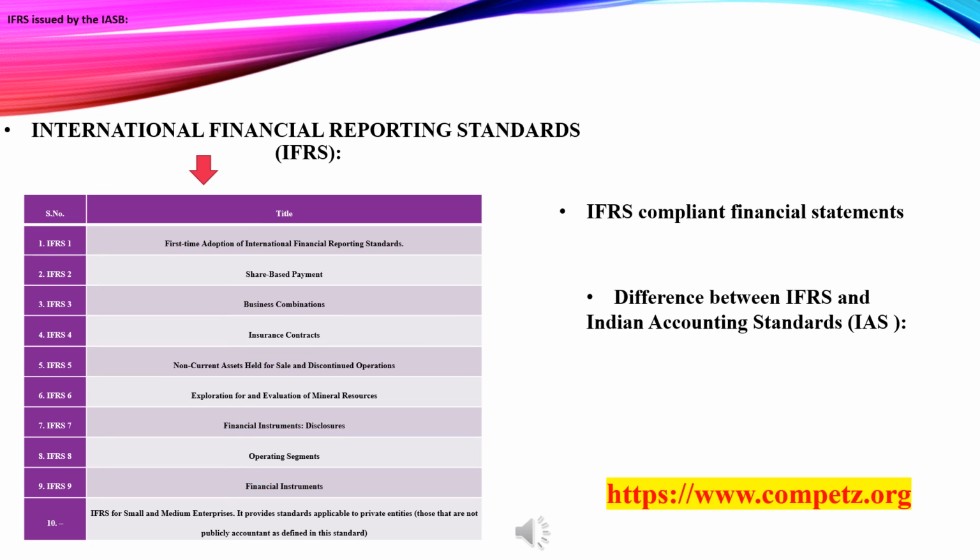IFRS 4 is for Insurance Contracts. IFRS 5 is for Non-Current Assets Held for Sale and Discontinued Operations. IFRS 6 will be Exploration for and Evaluation of Mineral Resources. IFRS 7 is for the Financial Instruments Disclosures. IFRS 8 is for Operating Segments.